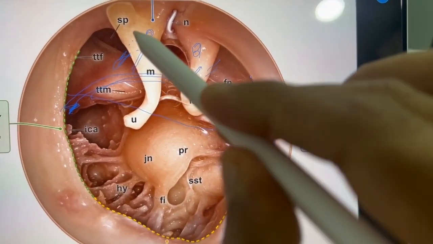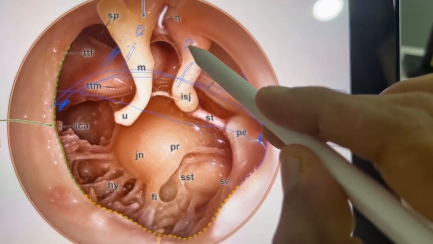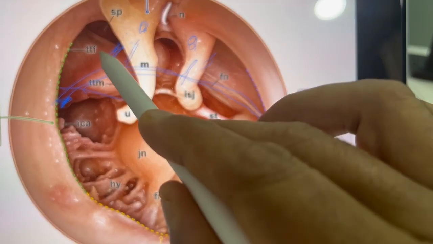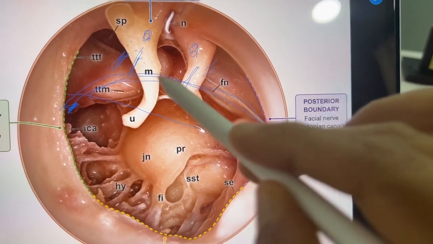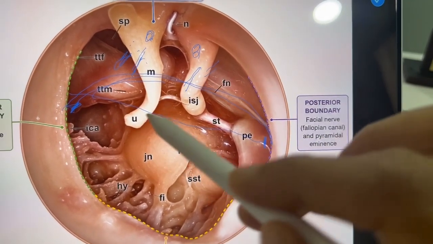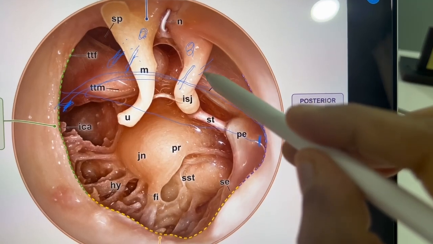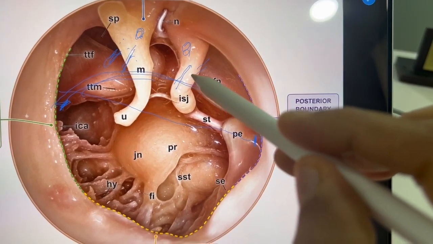So two main components are the head of the malleus and body of the incus, with 5 folds: tensor tympani fold, anterior malleolar fold, lateral malleolar fold, and medial and lateral incudal folds are the main components of this.